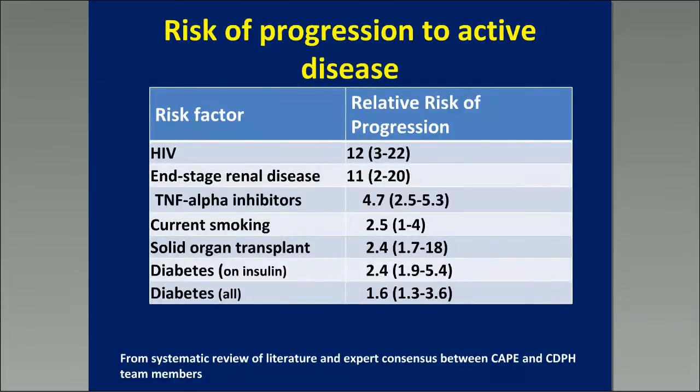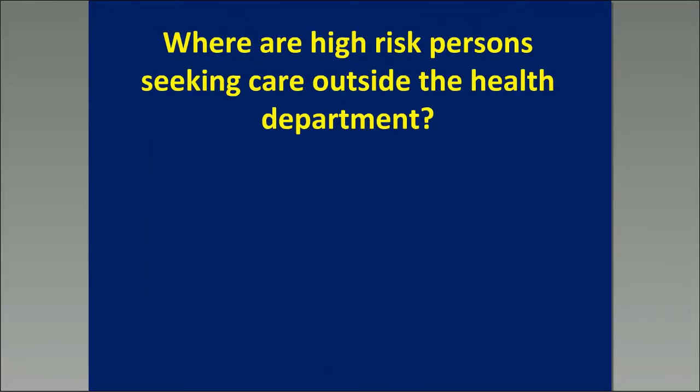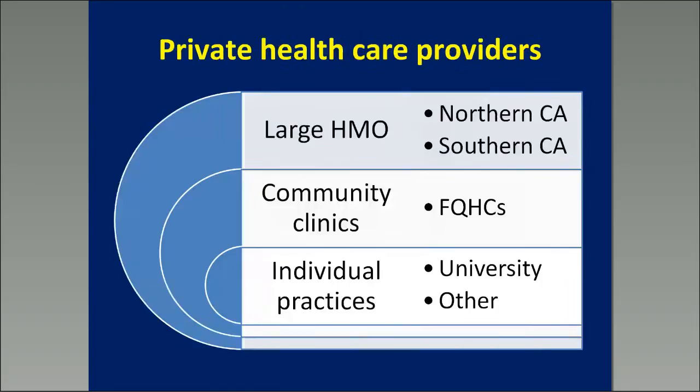So here is a table that shows some of the known risk factors for TB progression, with high relative risks from 2 up to 12 for these different conditions. So in a patient that's infected, these persons are at higher risk to develop active disease than someone without these factors. So how can we answer this question?